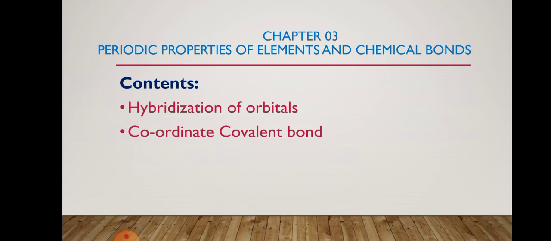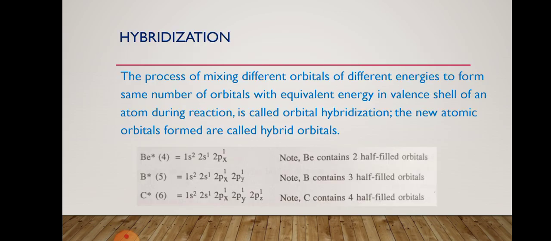Dear students, we were discussing chapter 3. Today, I will discuss hybridization of orbitals and coordinate covalent bond in this chapter. The title of chapter 3 is Periodic Properties of Elements and Chemical Bonds. Before learning about hybridization, you have to know the necessity of hybridization.